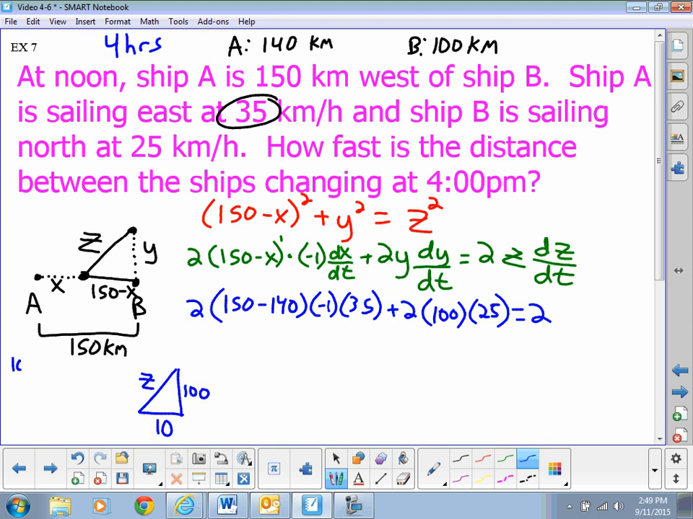So if we do 10 squared plus 100 squared equals z squared, that's 100 plus 10,000 equals z squared. So that means that z will end up equaling the square root of 10,100. So we will put in for z the square root of 10,100, and then we'll have our dz dt.